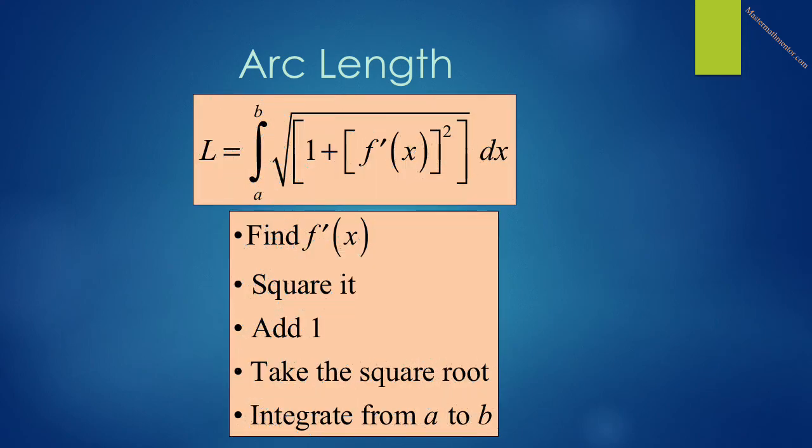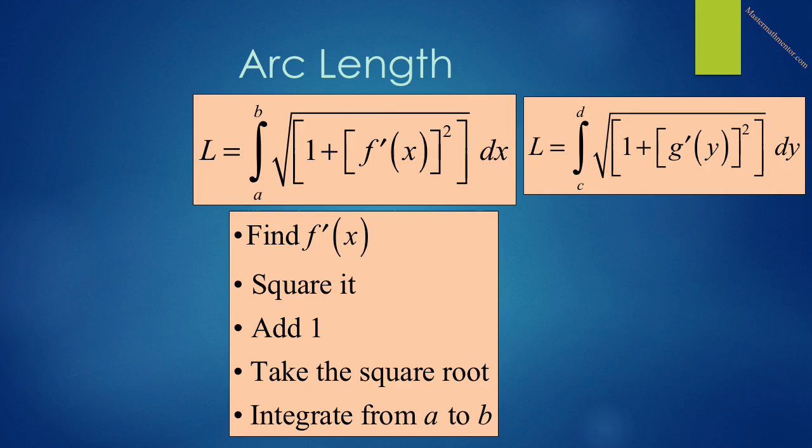We now have our arc length formula, which states that given a function f of x from x equals a to x equals b, its arc length is the integral from a to b of the square root of 1 plus f prime of x squared dx. This involves a series of steps. If you're given f of x, your first step is to find f prime of x, then square it, then add 1, then take its square root, and finally integrate it from a to b.